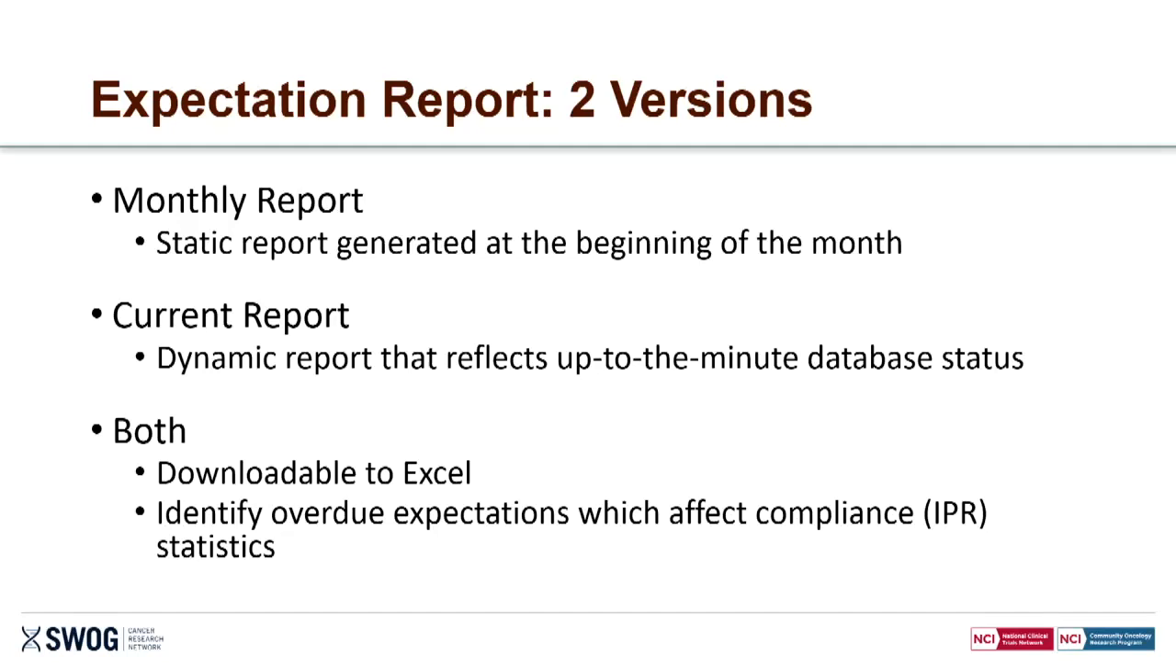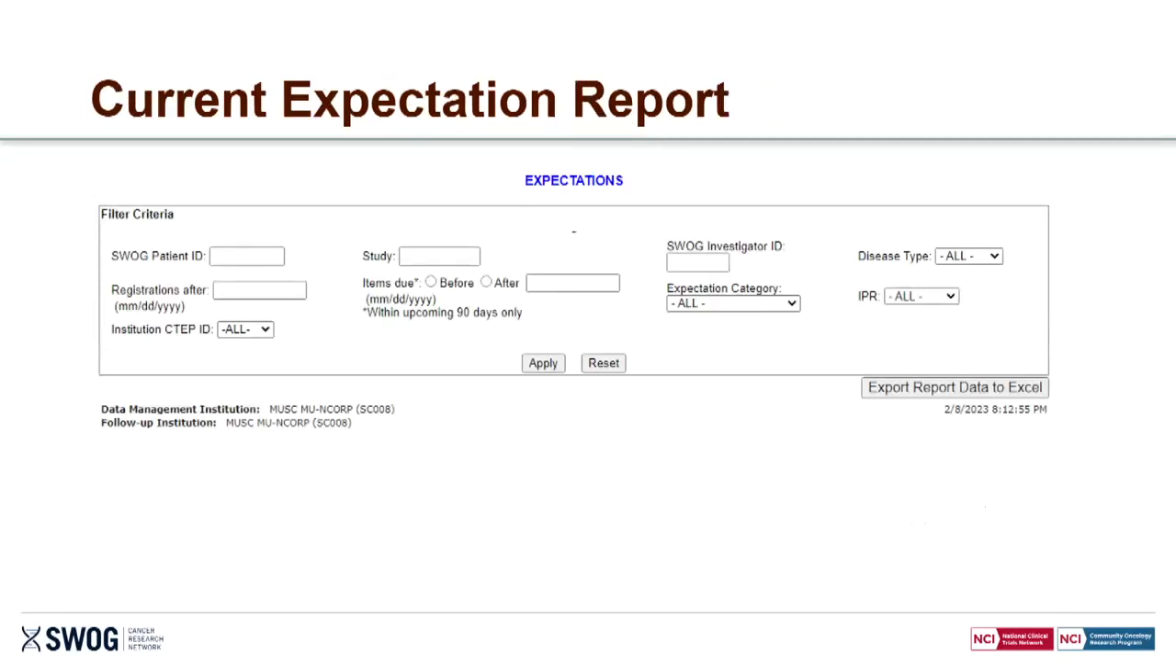Both of these are downloadable to Excel, so that you can manipulate them if you're happy. I like working in Excel using the filters, using the sorting, using highlighting to see what I need to do. And they also both identify expectations that will affect your compliance statistics. So the expectation report doesn't just show you what's overdue, it shows you what's coming due. But also for those overdue things, it says, okay, it's overdue, pay attention, but these are the things that really matter. And you can identify those.